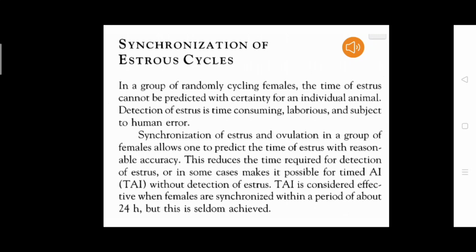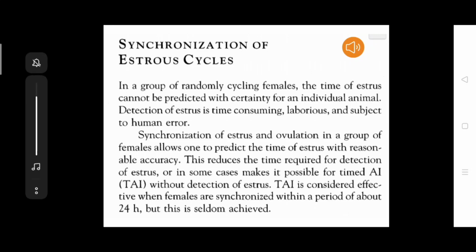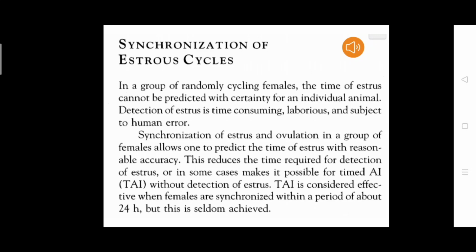Estrus synchronization in beef cattle involves manipulating the female estrus cycle so they can be bred at about the same time. The normal 21-day estrus cycle in beef cattle can be altered by following an effective estrus synchronization protocol.